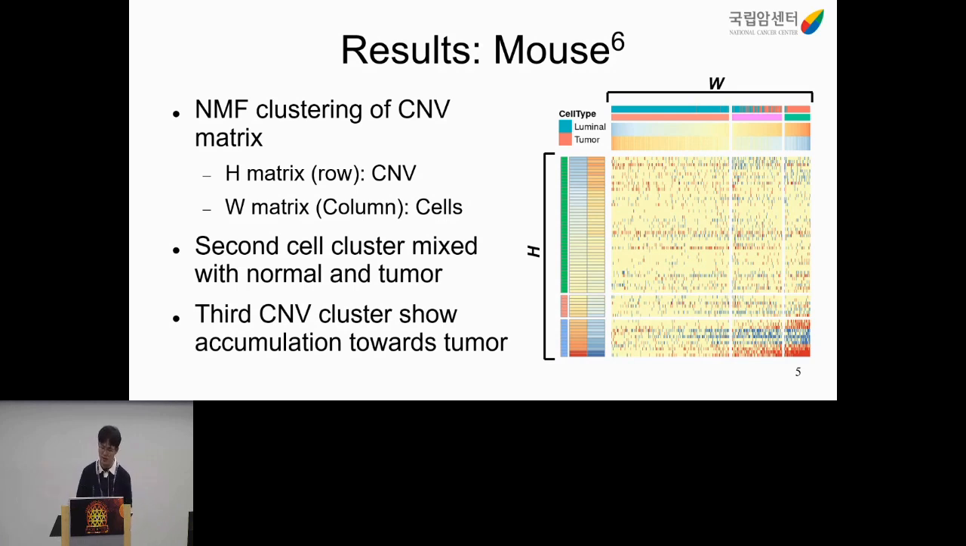So if you see in this data, the main big matrix is the CNV matrix. The gain CNV is red and the loss is blue. And on the top of the column, I have annotated the cell type from luminal to tumor. What you see here is that the luminal cells have fewer CNVs, and to the far right, the tumor cells have a lot of CNVs. However, when we do the clustering, there's this middle cluster of the column where the luminal and the tumor cells are mixed. And if you go all the way down and look at the CNV accumulations, they seem to share similar CNV patterns with the tumor clusters.